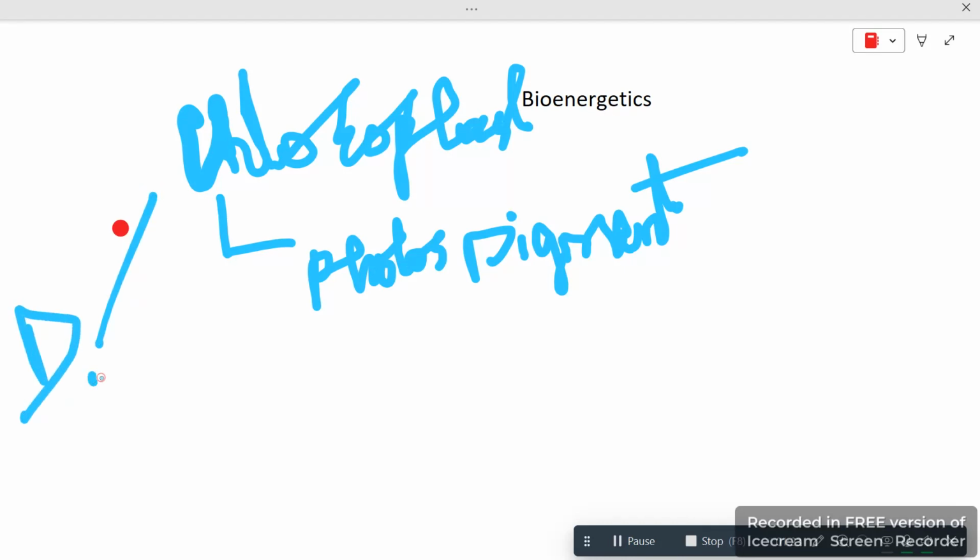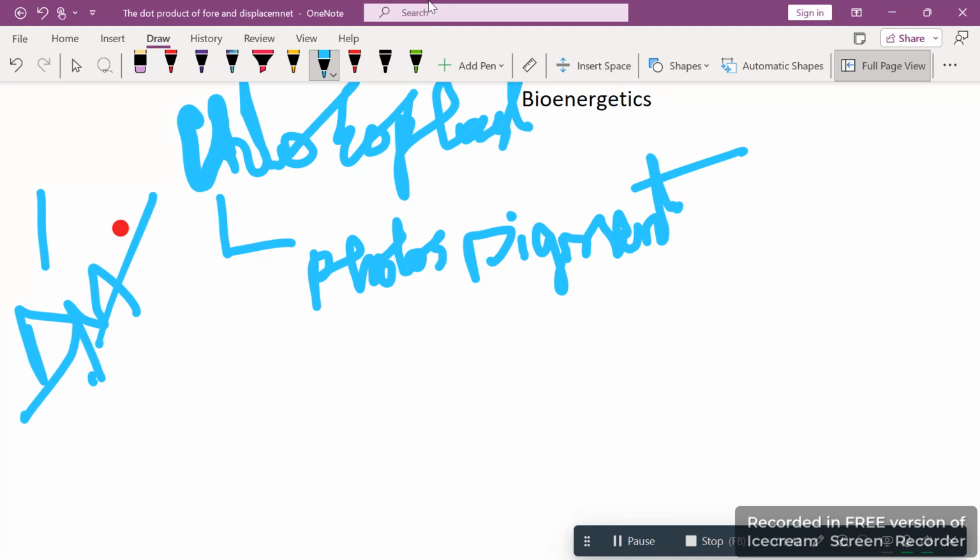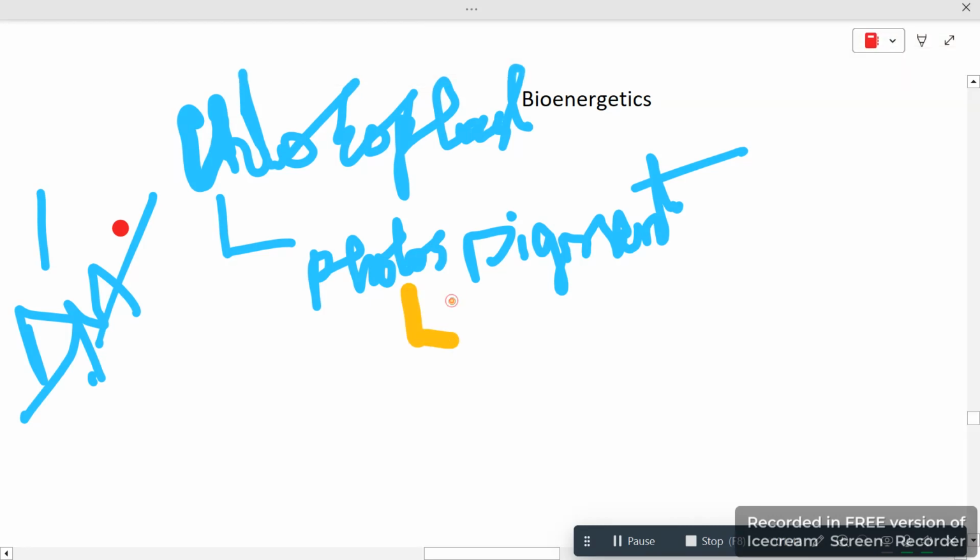Then chloroplast is a double membrane organelle, and so is the mitochondria, as we discussed in the cell and its structure chapter, where we discussed that chloroplast and mitochondria are organelles which are double membrane, and they have their own DNA and ribosomes.